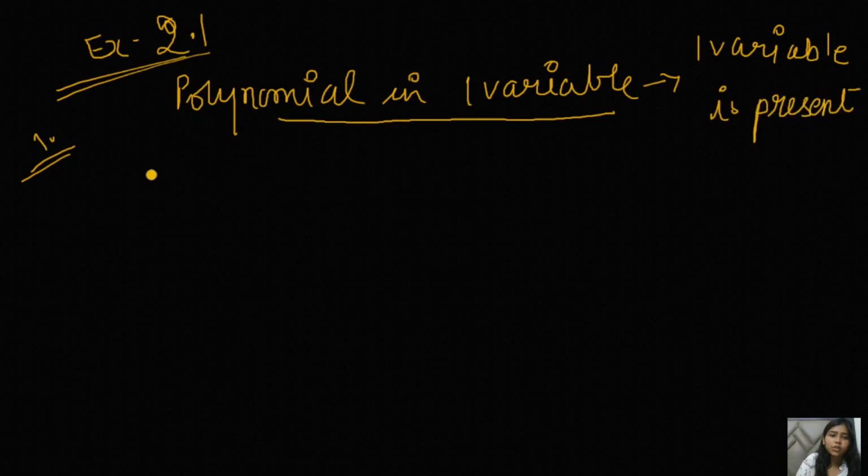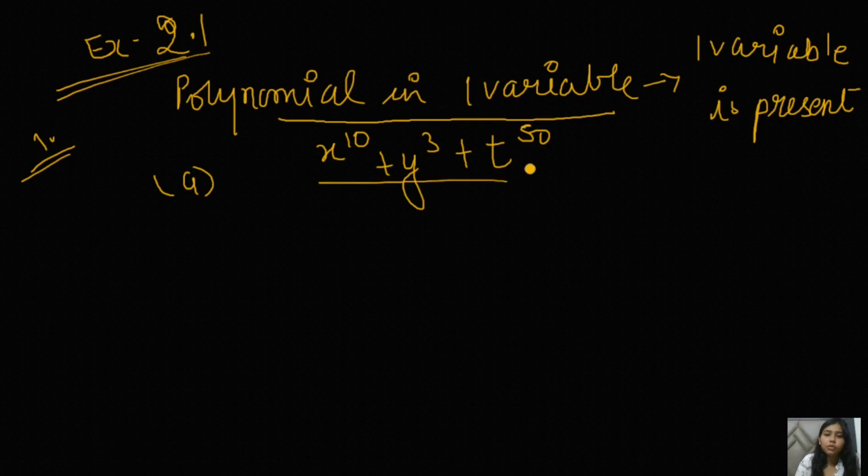Okay, now let's take an example. You people have to tell me: x raised to the power 10 plus y raised to the power 3 plus t raised to the power 50. In this case, is it a polynomial in one variable? As you see, x is also a variable, y is also a variable, and t is also a variable. So no, this is not a polynomial in one variable.